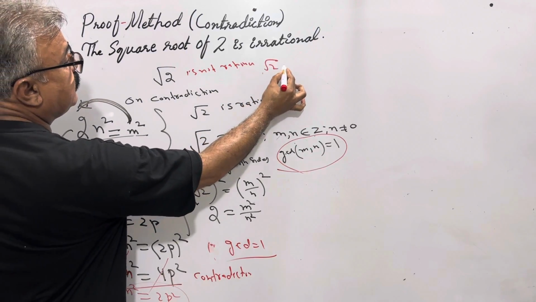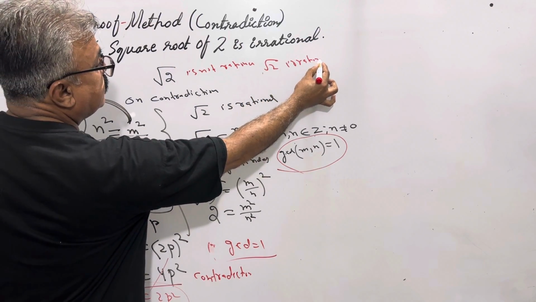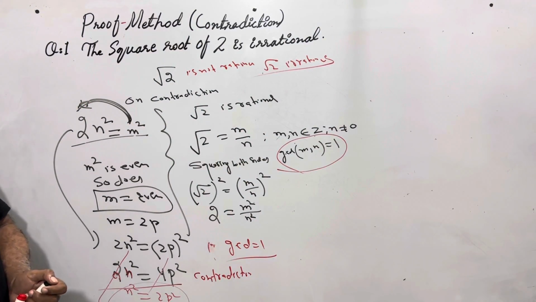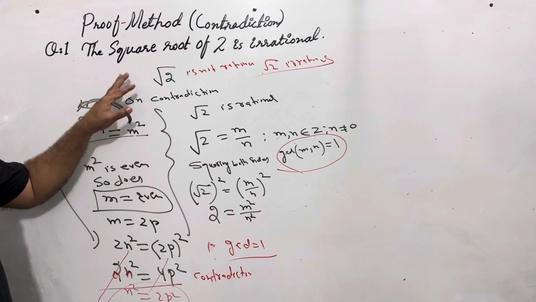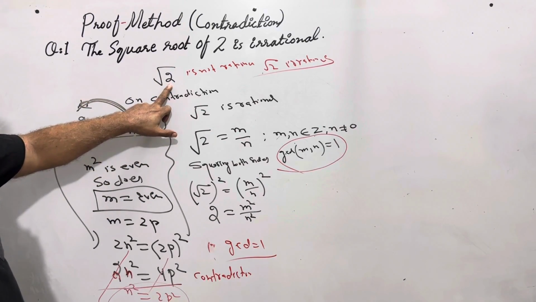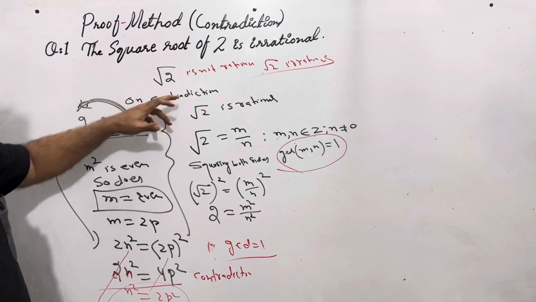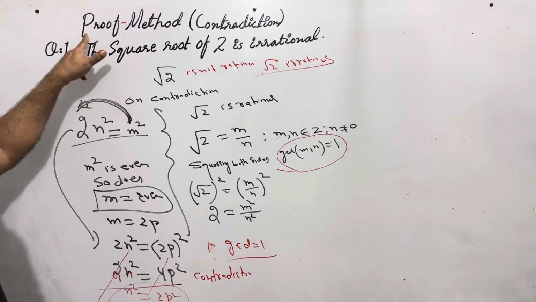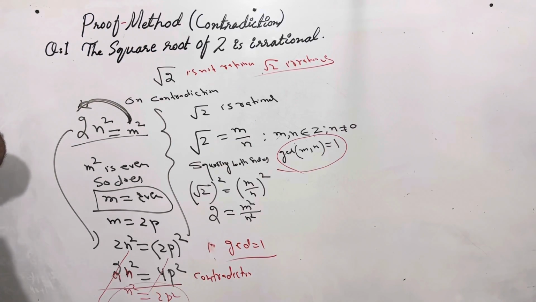Root 2 is a rational number? We arrive at the proof by using contradiction. If you factorize 1 times 2, there are no more pairs available here. We are bound to prove this by contradiction.